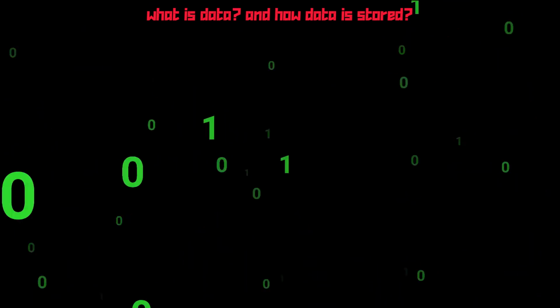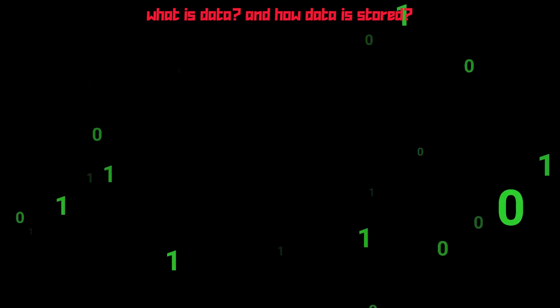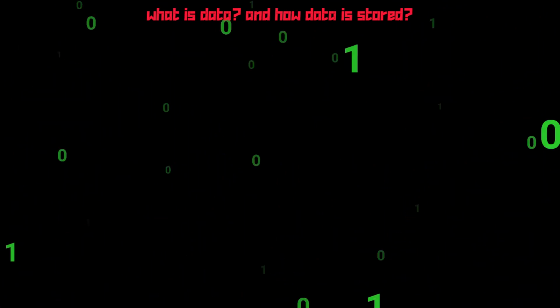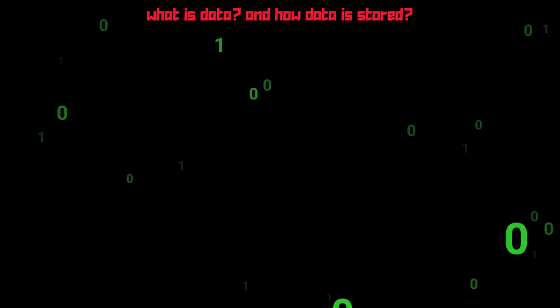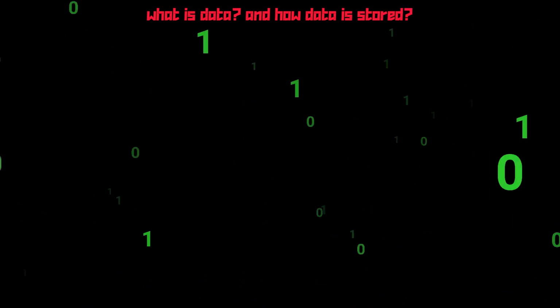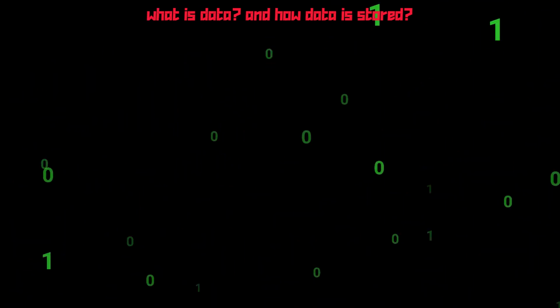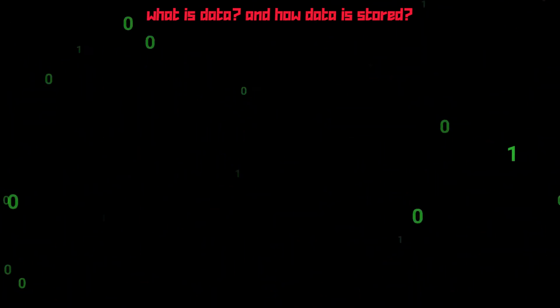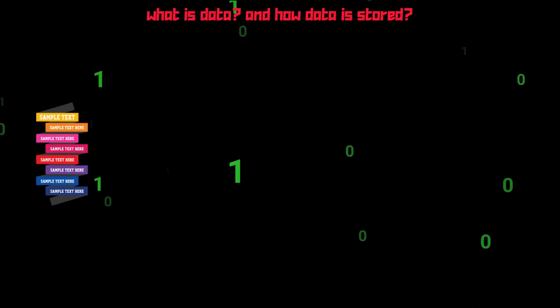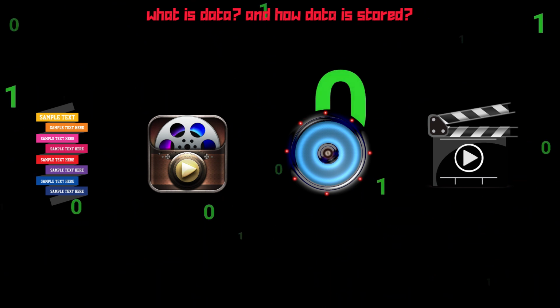Before we learn about data security, first we should know what is data and how data is stored. Data refers to raw facts, information, or statistics that are collected, processed, and interpreted for various purposes. It can take various forms, including numbers, text, images, audio, or any other representation of information.